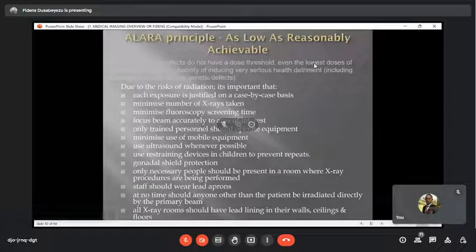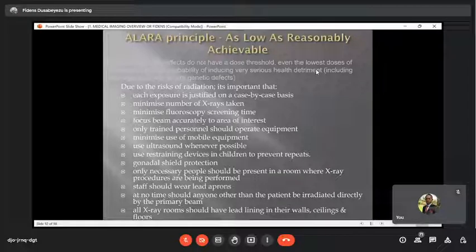Number 6 or 7, minimize use of mobile equipment. Mobile equipment you have sometimes in the hospital, you have what you call mobile X-ray machine, where you move the machine from radiology and you go to ICU where the patient cannot move, and you expose the patient you want to expose. But by exposing that patient, you are also exposing other patients in the room. So minimize that. Number 7, use ultrasound whenever possible.